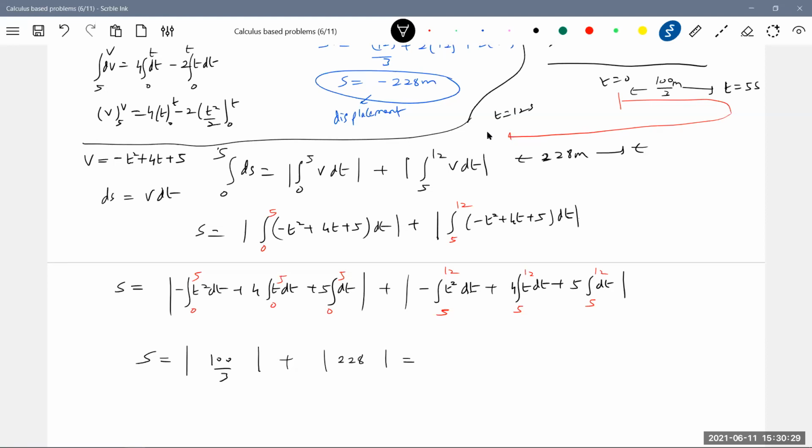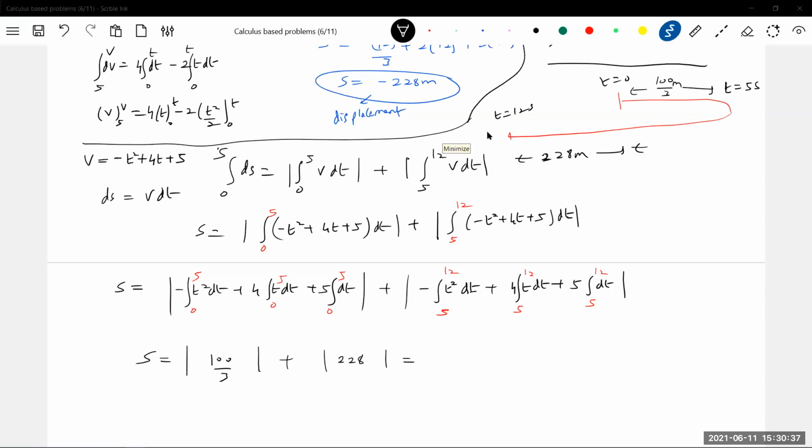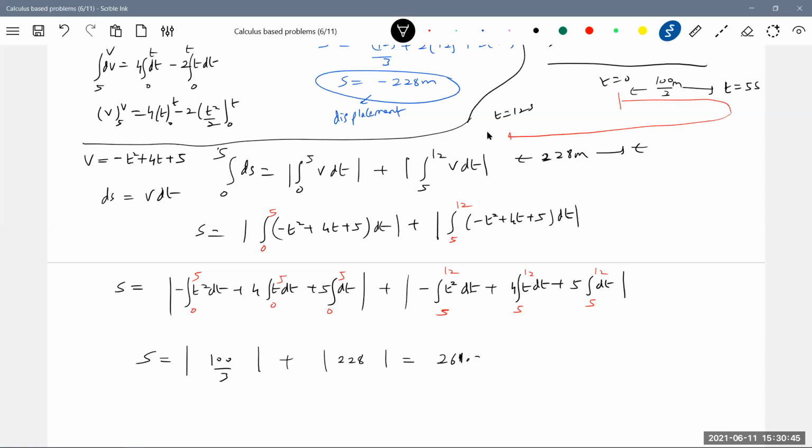Then this should be 200 by 3, no? Then this should be the left mod. Second value, 261.34. 228 plus 33.33, okay, 261.3. Yes, sir, that's the final value. This is the final answer.